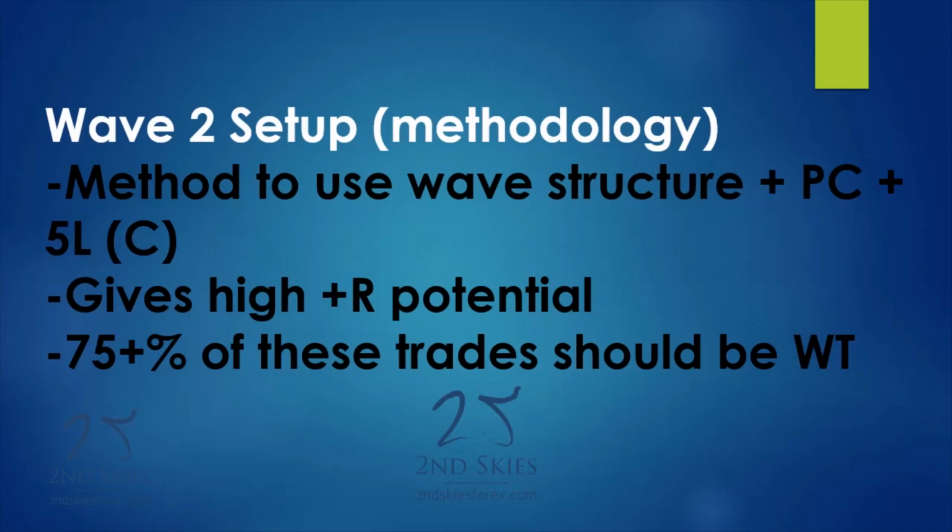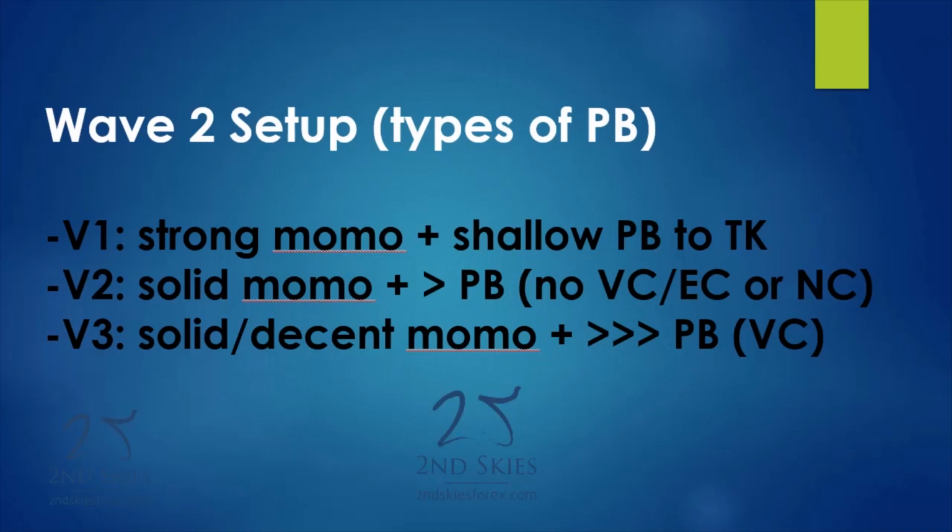So with that being said, we're going to talk about 3 different versions of the Wave 2 setup, or types of pullback. The first one, V1 of the Wave 2 setup, you're thinking about this with trend. So if we're above the Kumo, we're bullish. If we're below the Kumo, we're looking for bearish setups. But assuming we're above the Kumo, and we can just talk about bullish ones for now, when you have strong momentum and you have a shallow pullback to the Tenkan, then that can be a possible opportunity for us to get in the trend.